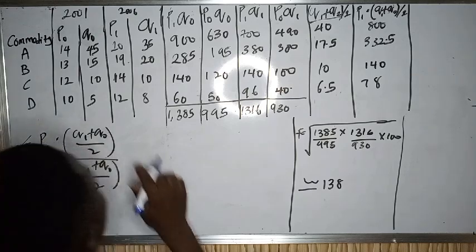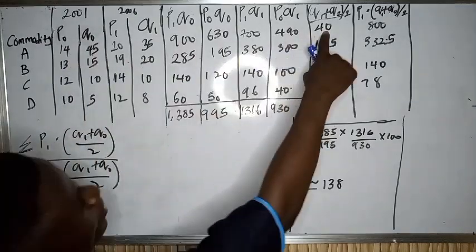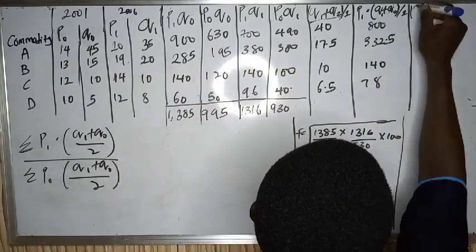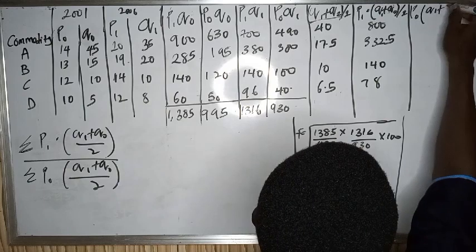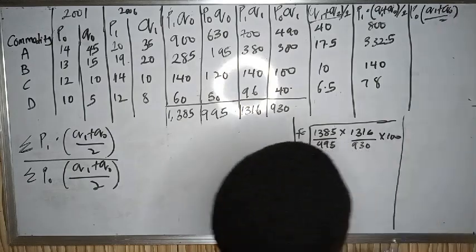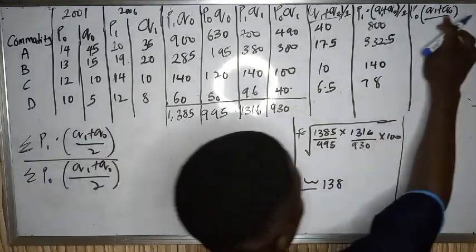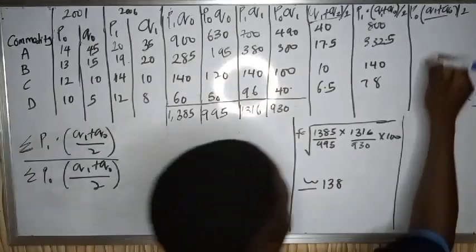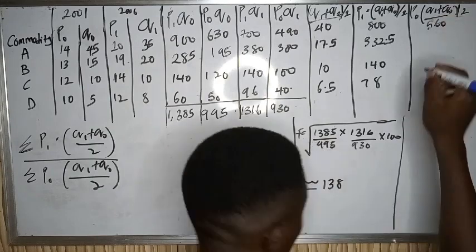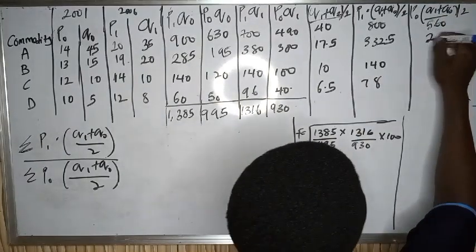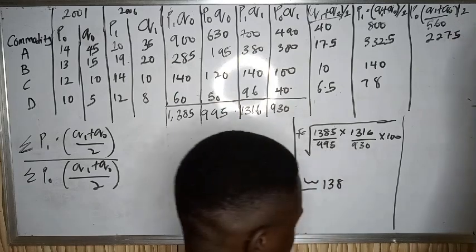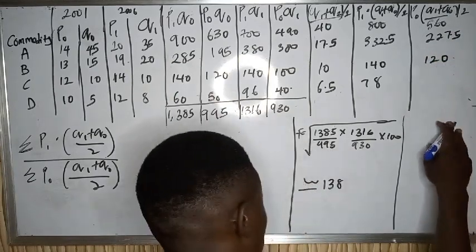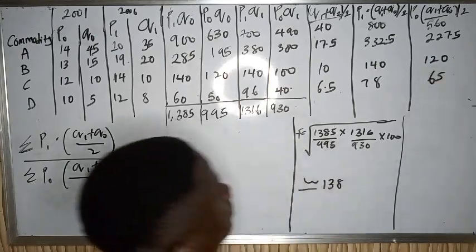Then another thing you're going to do is to multiply the old price, which is P0, by your value. So 14 times 40, 13 times 17.5. If you do that, P0 times Q1 plus Q0 over 2, you'll be having 560, 227.5, 120 and 65.